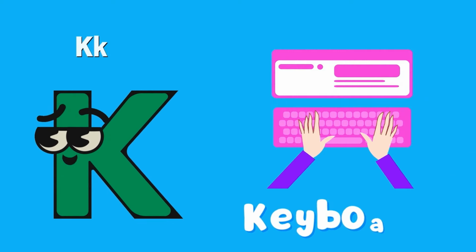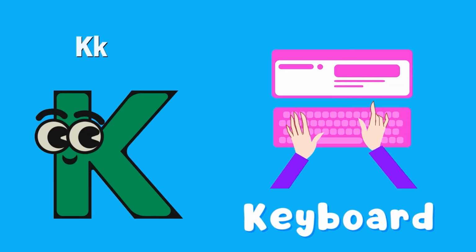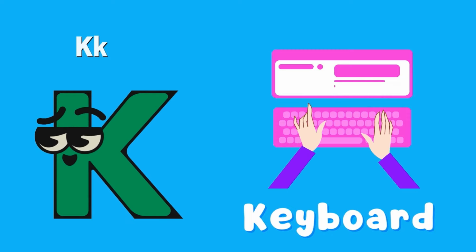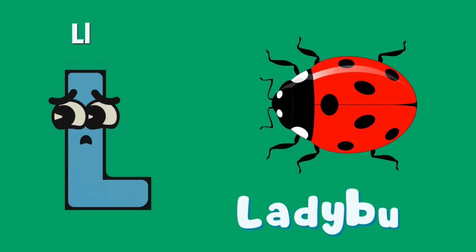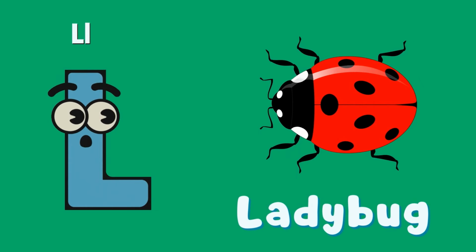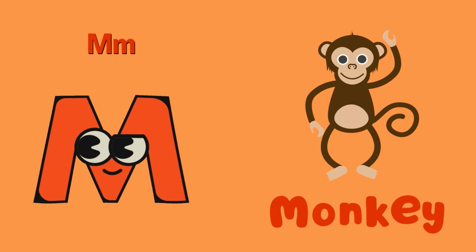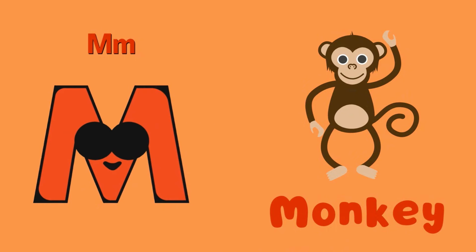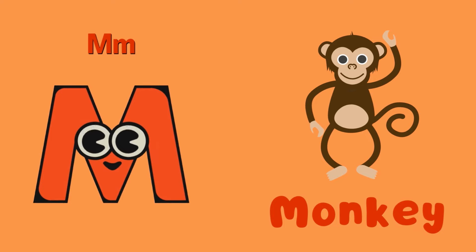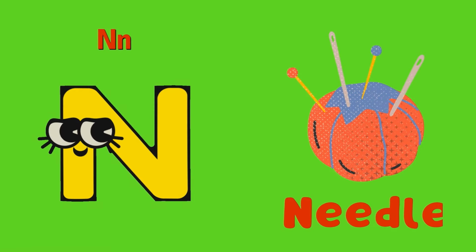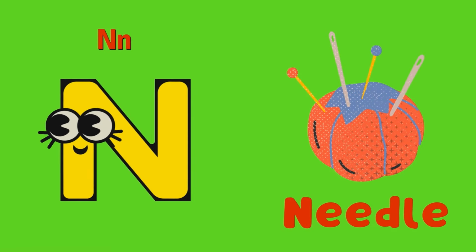K is for keyboard, k, keyboard. K, keyboard. L is for ladybug, ladybug. L, ladybug. M is for monkey, monkey. M, monkey. N is for needle, needle.